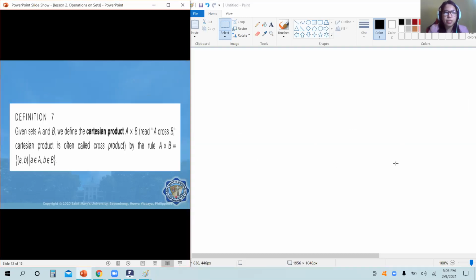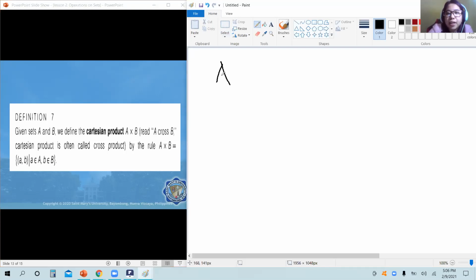Okay, going to the next definition. Given sets A and B, we define the Cartesian product. It is read as A cross B, and it is often called the cross product. By the rule, A cross B is equal to the ordered pairs (a, b), where a is an element of A and b is an element of B.